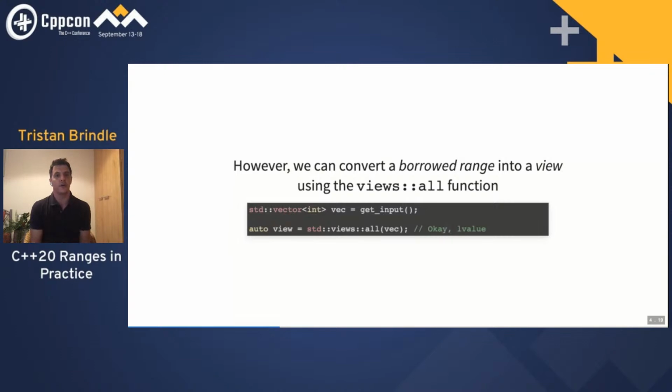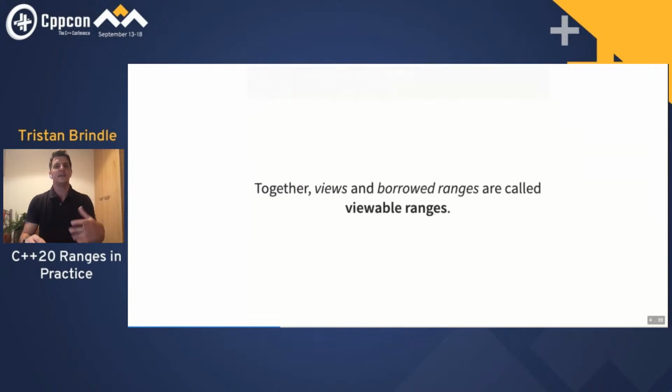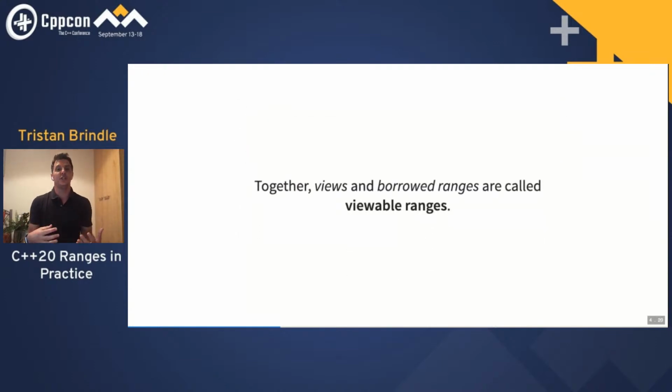So here's an example. We've got an L value vector. We're passing it into views all, and we're getting out some view object. This is in fact going to be a ref view. I mean, you don't really have to care, but it's going to be a ref view. It's a tiny object. It's literally a wrapper around a pointer. So this is incredibly cheap to pass around, to copy, etc. So together, views and borrowed ranges are collectively called viewable ranges. That is, they are things that can be turned into views.